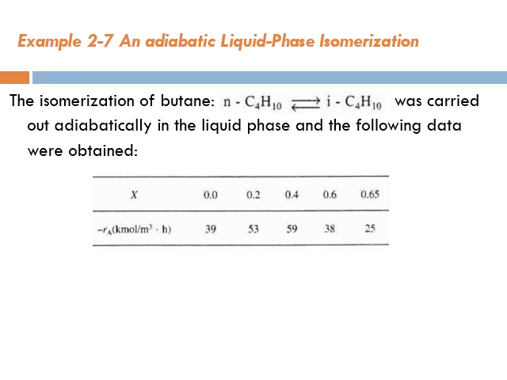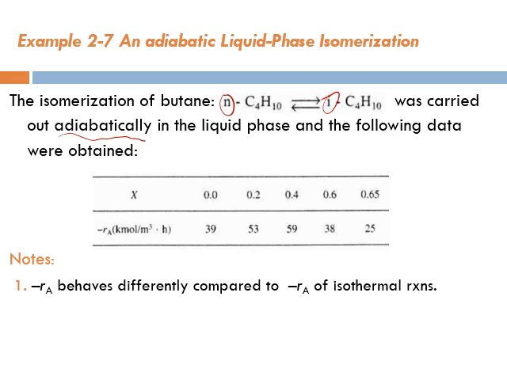Example 2.7. An adiabatic liquid-phase isomerization. The isomerization of normal butane to isobutane was carried out adiabatically in the liquid phase, and the following data were obtained. So that's the data we have. Note: minus RA behaves differently compared to minus RA of an isothermal reaction. Is that true? Well, let's see.